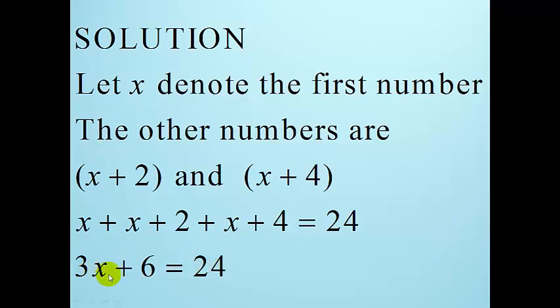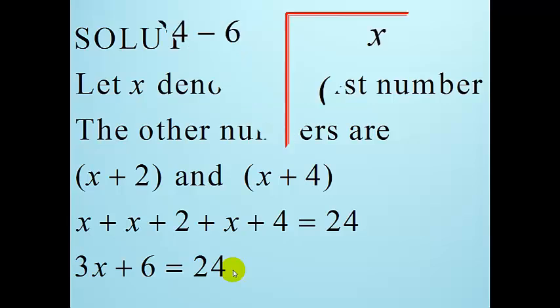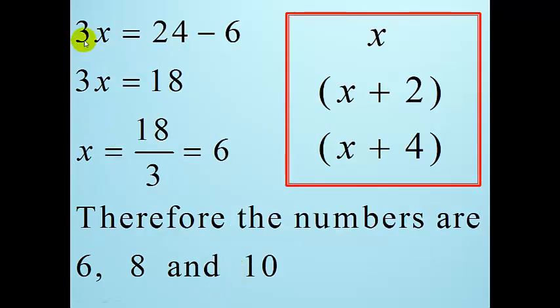Now solving for x, we have to group the constants on one side. And so plus 6 on the left hand side becomes minus 6 on the right hand side. Now let's proceed. 3x equals 24 minus 6, because plus 6 that was on the left hand side is now minus 6 on the right hand side, and 24 minus 6 is equal to 18.